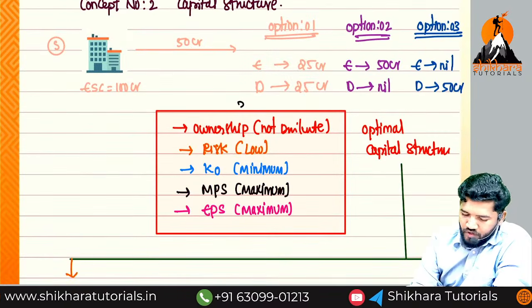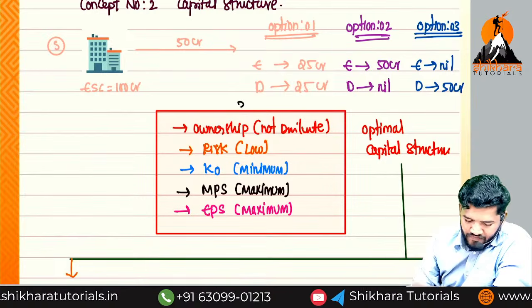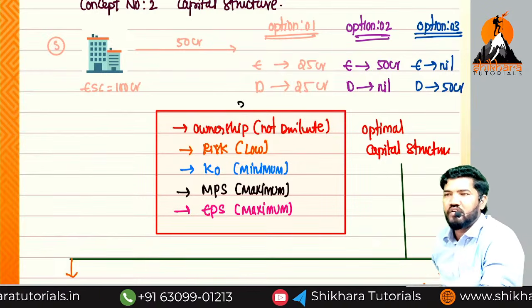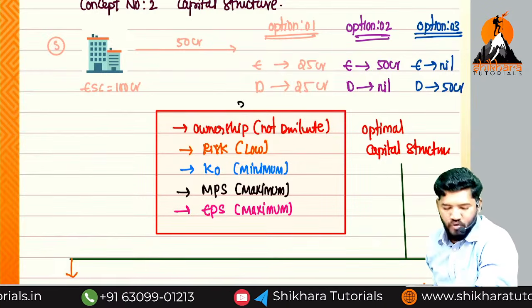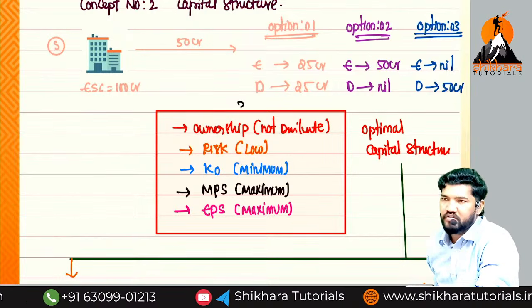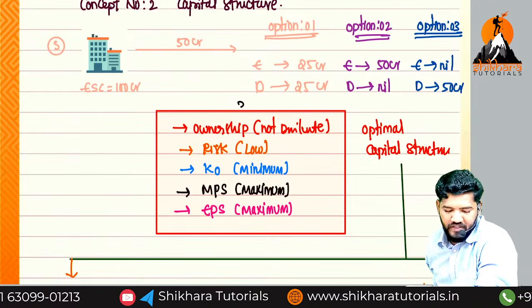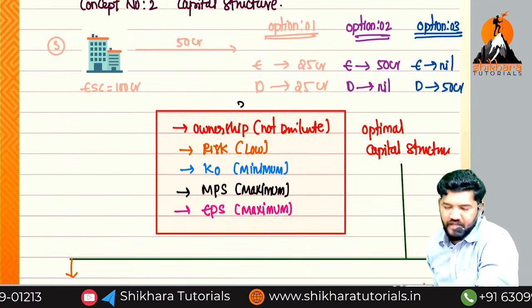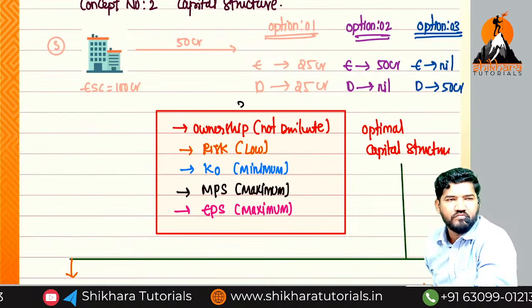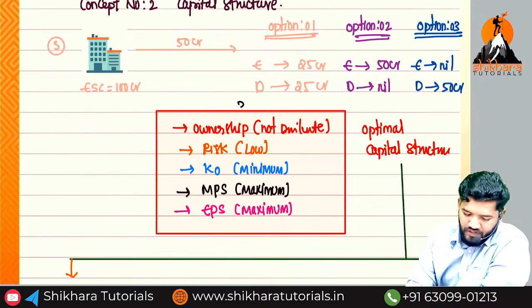So the word you need to use, optimal, means you need to satisfy any one of these conditions, not all, other things remaining constant. Ownership not diluted, risk must be low, KO minimum, MPS and EPS maximum.